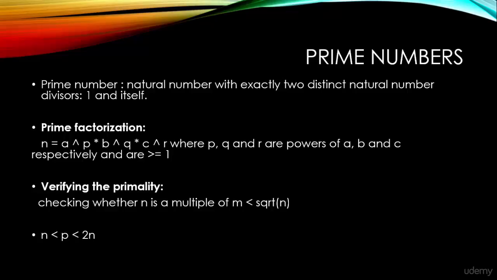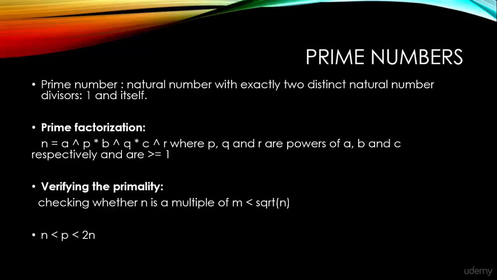Verifying the primality of a given number n can be done by trial division, that is to say, dividing n by all integer numbers smaller than root n, thereby checking whether n is a multiple of m less than root n. Example, verifying the primality of 161. Root 161 is a little less than 13. From integers from 2 to 13, 161 is divisible by 7. Hence, 161 is not prime.